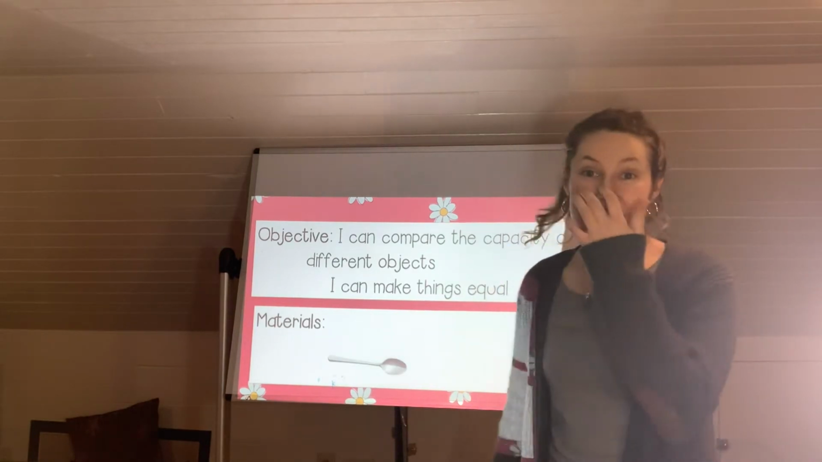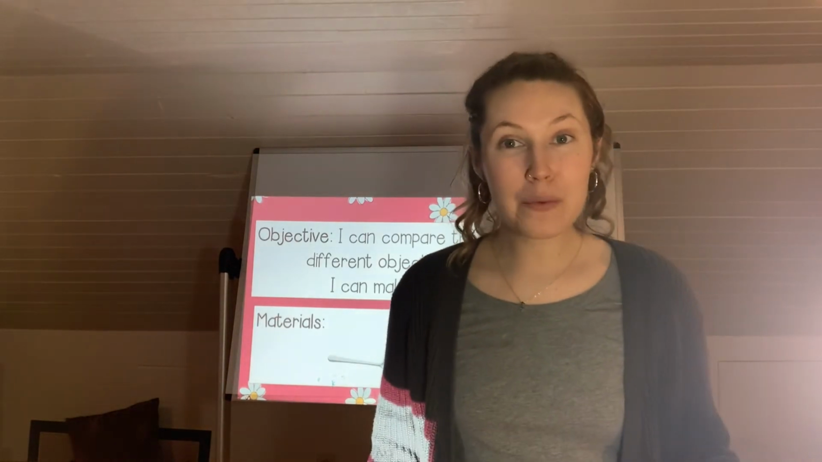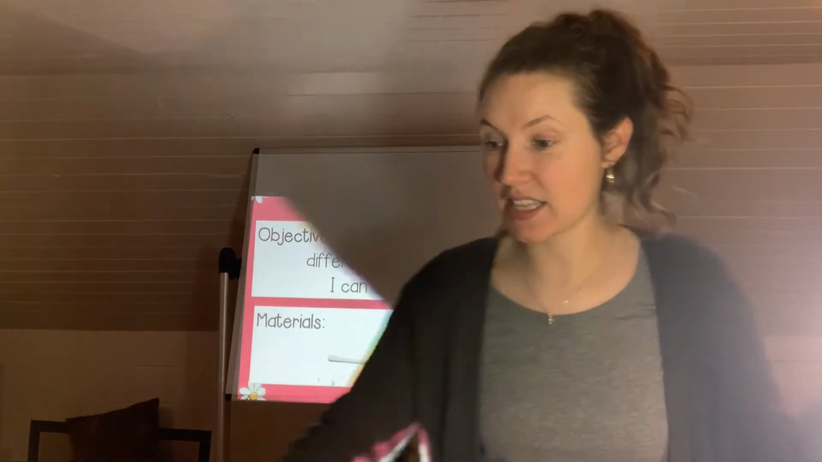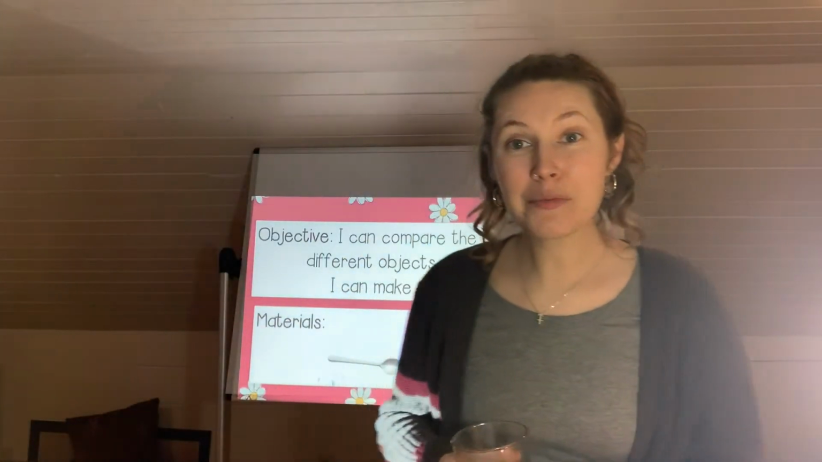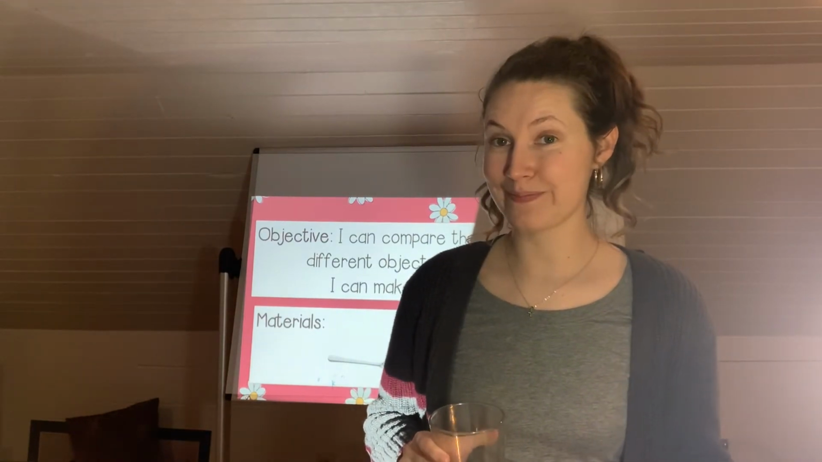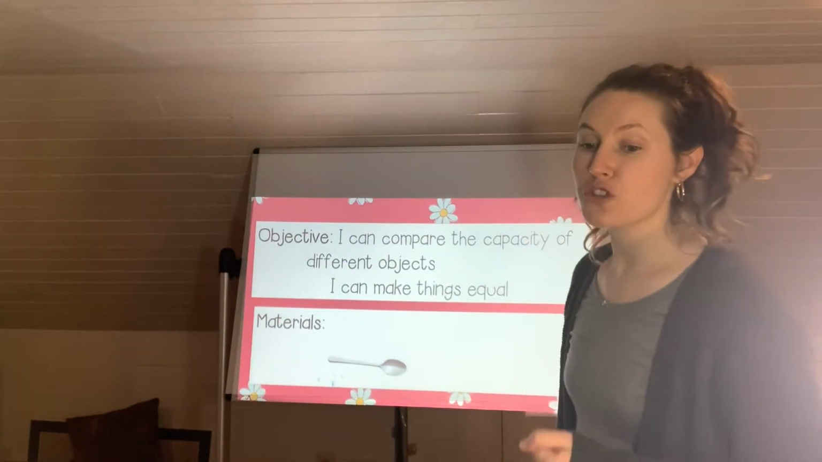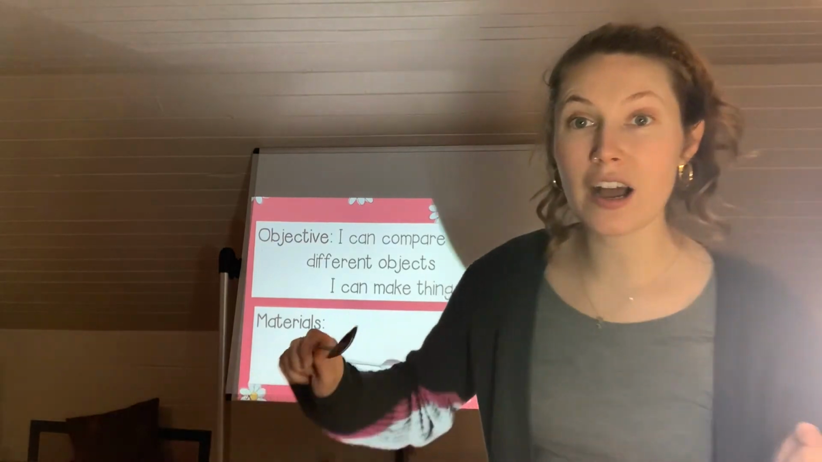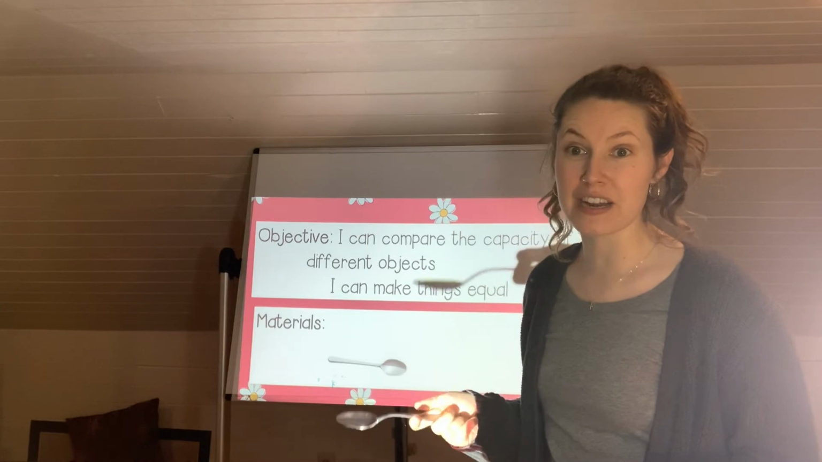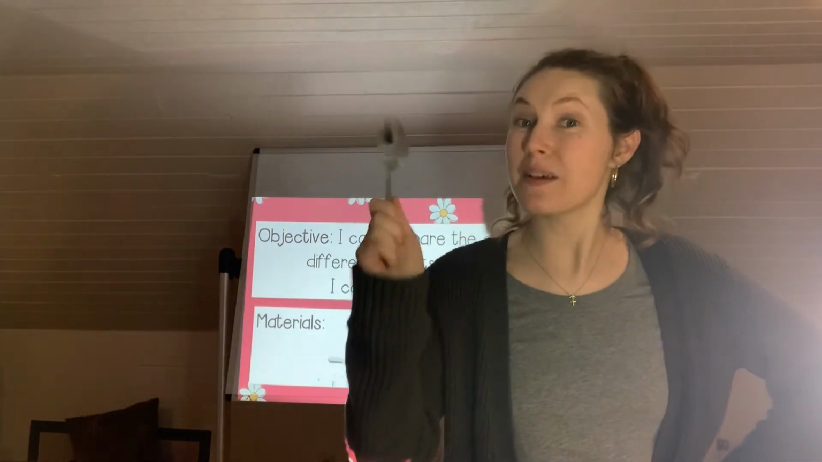All right, so today we're going to be talking about how we can look at capacity and measure capacity of different objects like our glass or a little measuring cup or a cup. And then we're going to talk about how we show that that is equal to something else, okay? Remember that equal means the same. So what we're going to do today is we're going to be talking about how many scoops are equal to the capacity of an item. And we're going to use a spoon to measure our scoops.